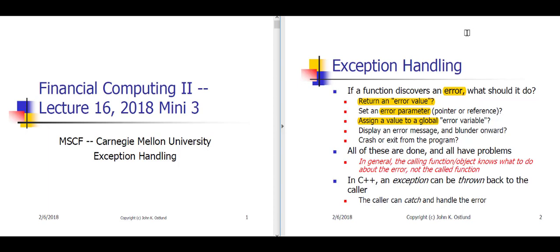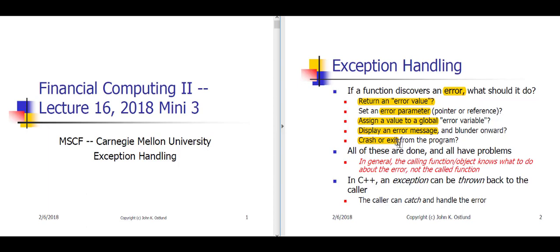Assigning a value to a global variable is not a great idea because programmers frequently forget to look at the value of the global variable after they call a function. Or for that matter, they forget to set the global variable to a clear state before they call a function. So another couple of, quote, techniques, unquote, are you can display an error message and just keep limping along until some catastrophic problem occurs, or you can simply give up and crash or exit from the program. So all of these techniques are used. None of them is particularly wonderful.